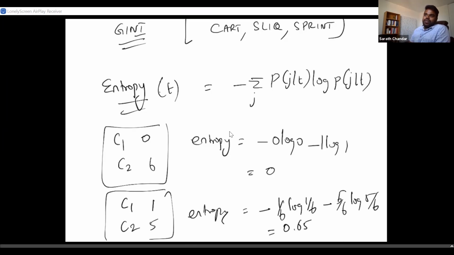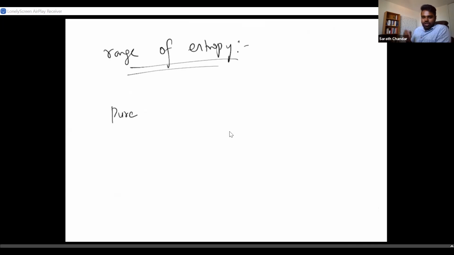Okay. Now, the same question. What is the range of entropy? Can someone guess the range of entropy? On one hand, you would have a pure split, and on the other hand, you have equal distribution, right? So what is the range? Well, it is not arbitrary. So what is the entropy for a pure split? We have already seen it. It's 0, right? Now, what is the entropy for an equal split?